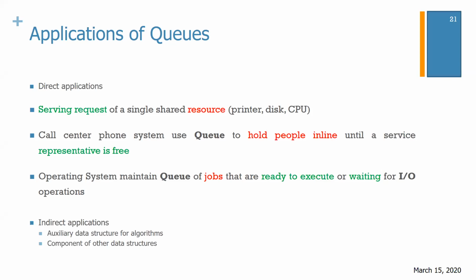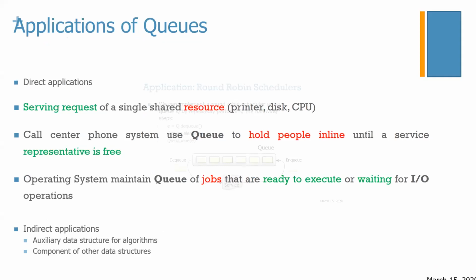Call center phone system uses a queue to hold people in line until a service representative is free. Also, the operating system will maintain a queue of jobs that are ready to execute or waiting for input-output operations. Indirect applications: auxiliary data structure for algorithms, also component of other data structures, we can use it indirectly. We'll use some applications therefore on a queue.